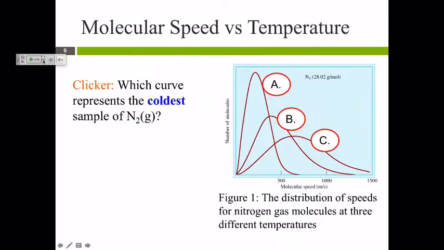Sorry. All right, so take a look at this figure here. And maybe, let's do this first. Before you guys answer this question, let's talk about what it's even showing.